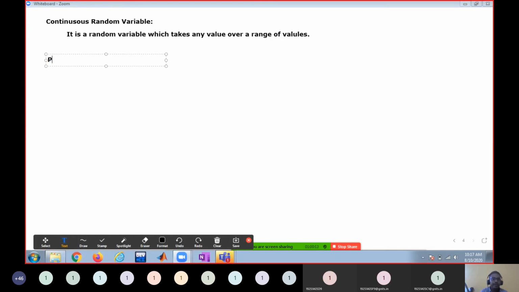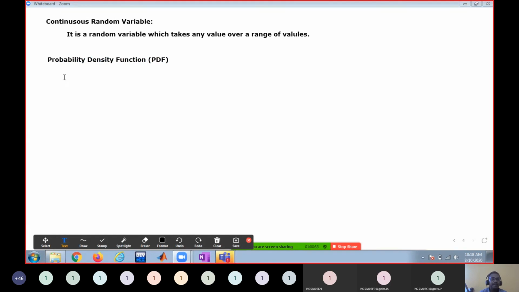Probability, what is it? Probability density function. In brackets we call it PDF. PDF means probability density function. Okay, so a function satisfying the following properties.